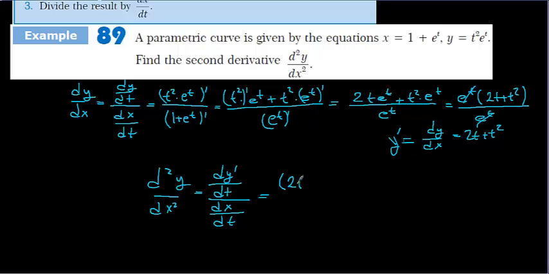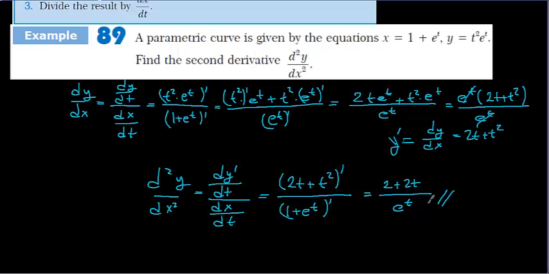I have to find the derivative of 2t plus t squared over the derivative of 1 plus e to the power of t. This is going to be d squared y over dx squared, which is the second derivative of the parametric function. The derivative of this expression is 2 plus 2t over e to the power of t. This is going to be the end for the question.